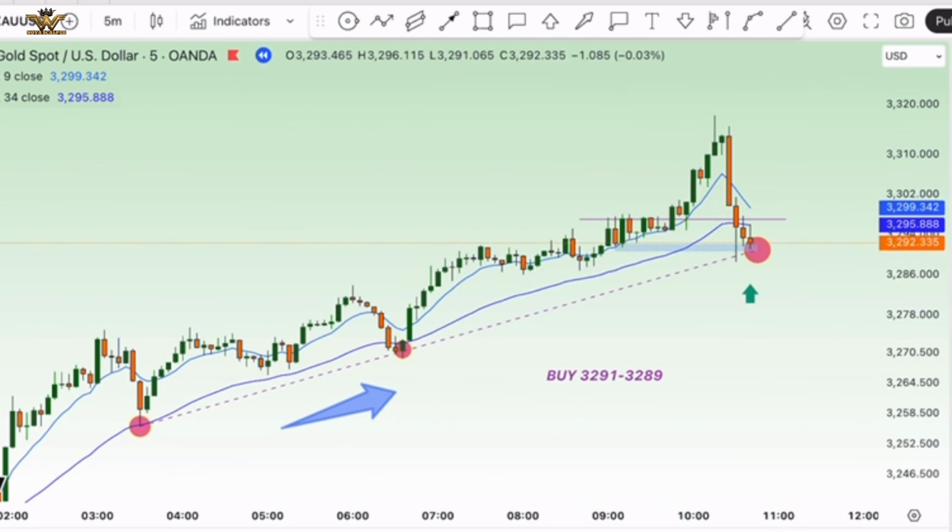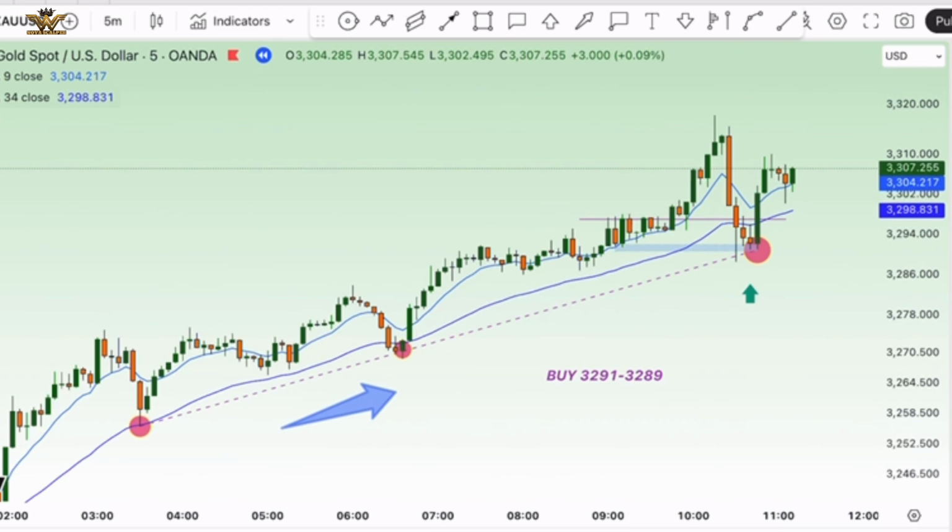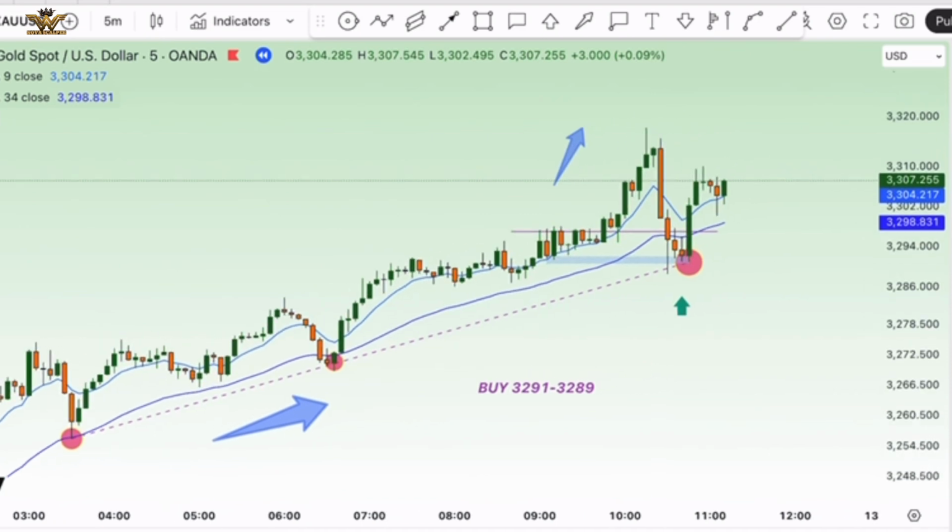Trading with trend lines might seem simple, but when done right, it can be incredibly effective. Learn to draw them properly, be patient for clean setups, and most importantly, protect your capital.